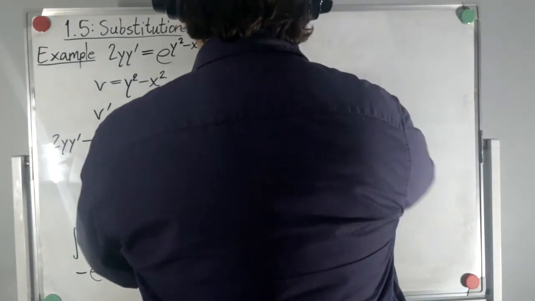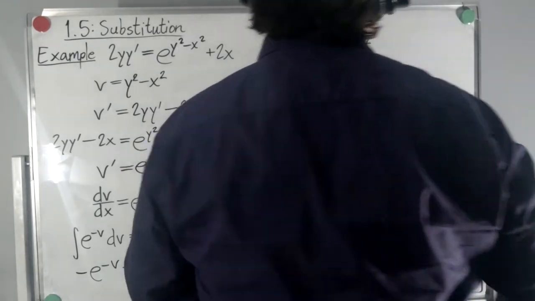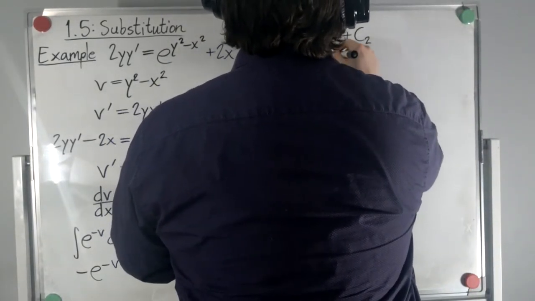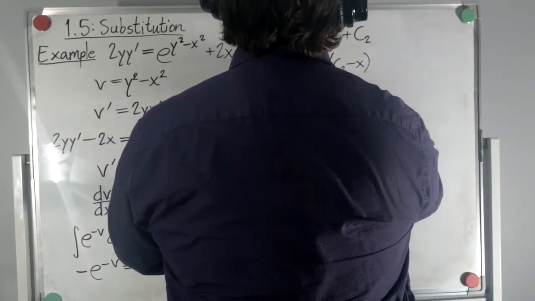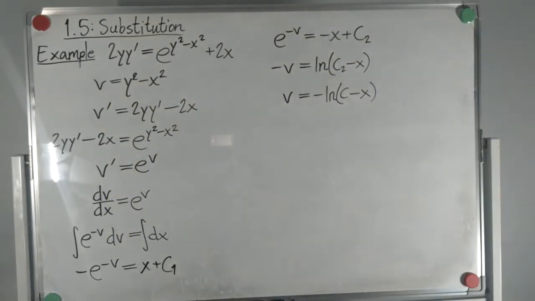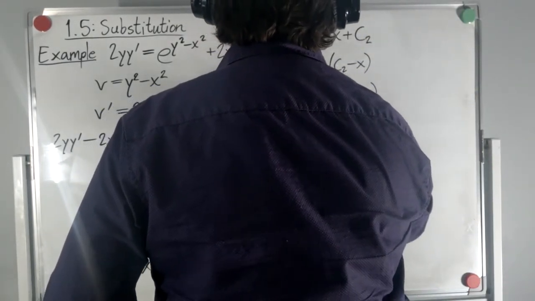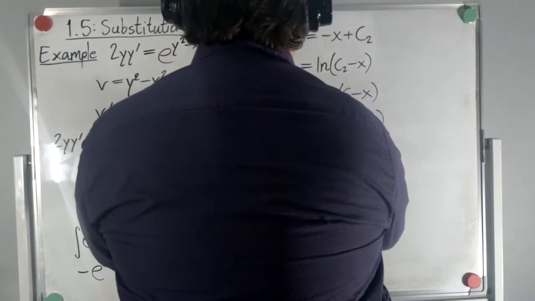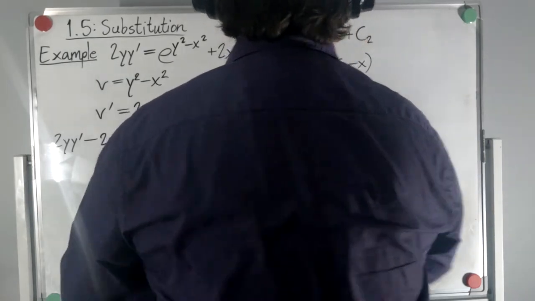So you can negate both sides and then get e to the negative V equals negative x plus, I guess we'll call this c1 and this c2. You take the natural log of both sides. You get negative V equals the natural log of c2 minus x. And then in that case, V is going to have to be negative natural log of c minus x. Now V, by definition, is y squared minus x squared. So this says y squared minus x squared is negative natural log of c minus x. In that case, y squared equals x squared minus natural log of c minus x. And that becomes our implicit form of our general solution.